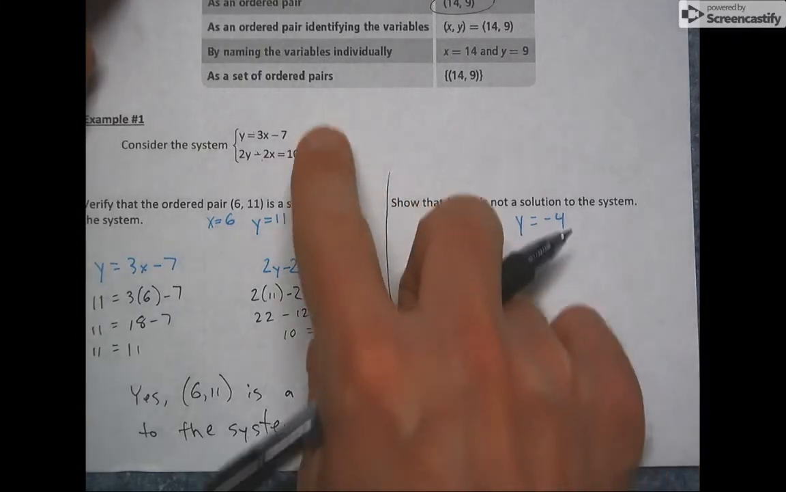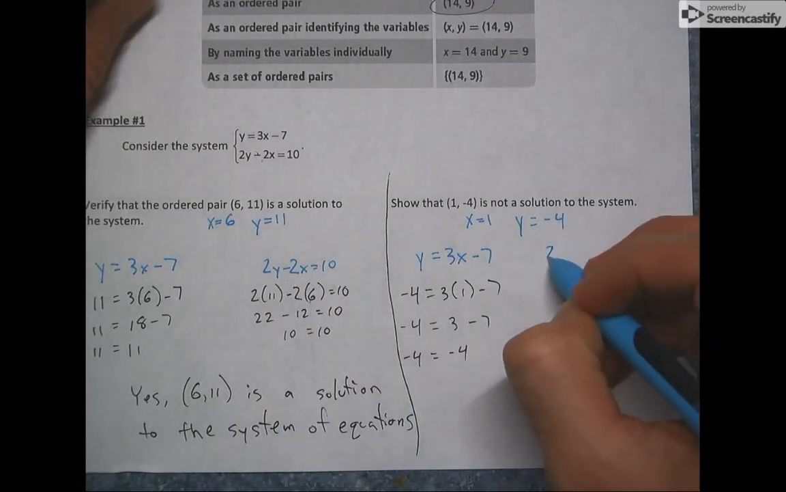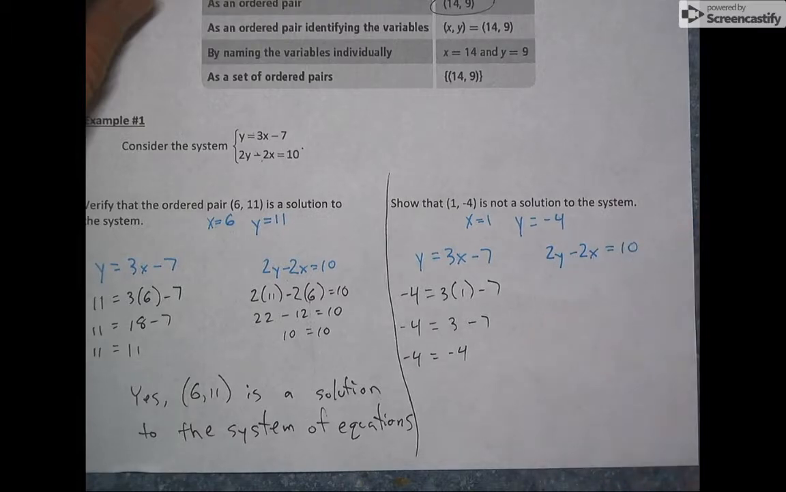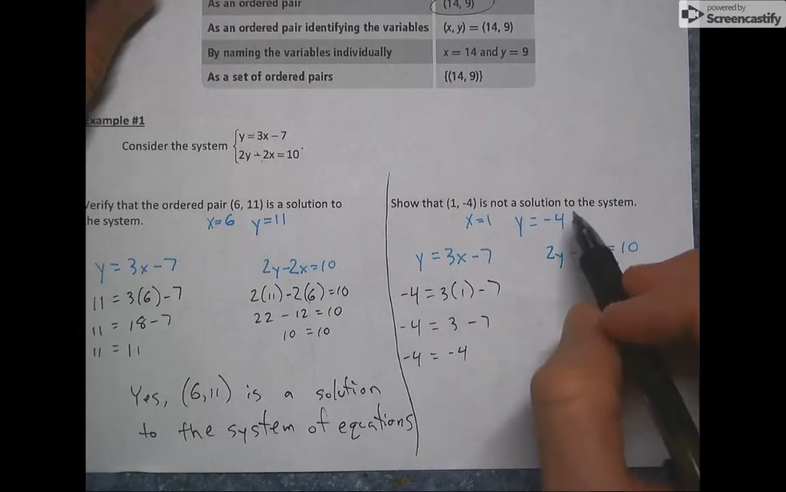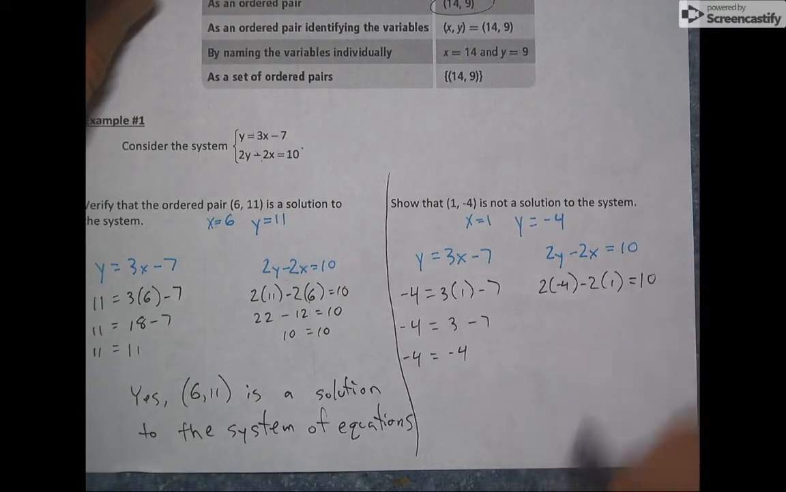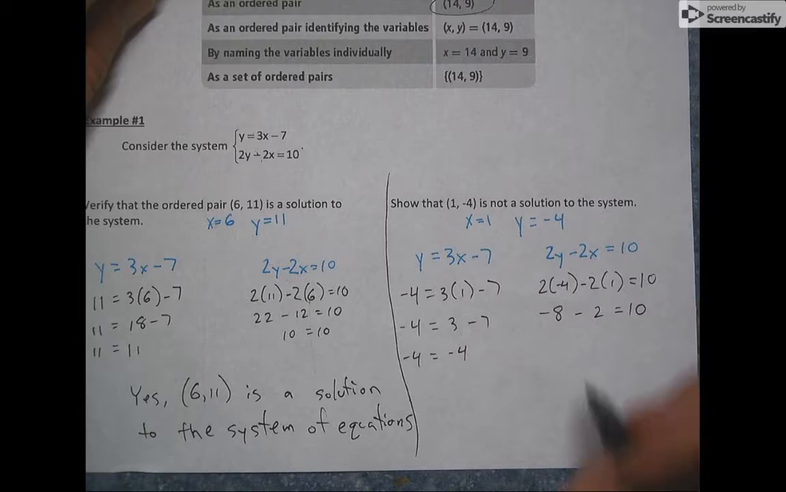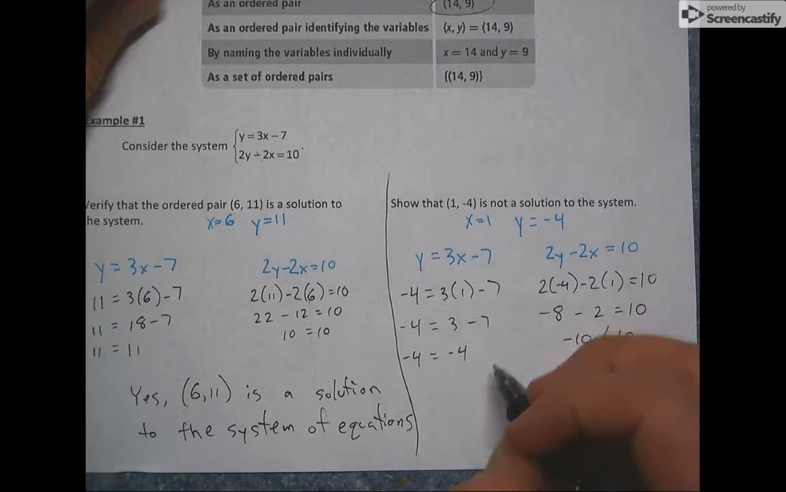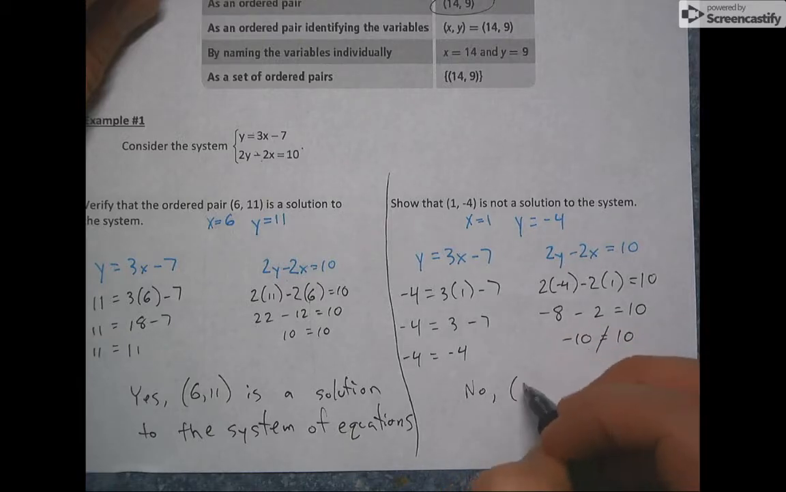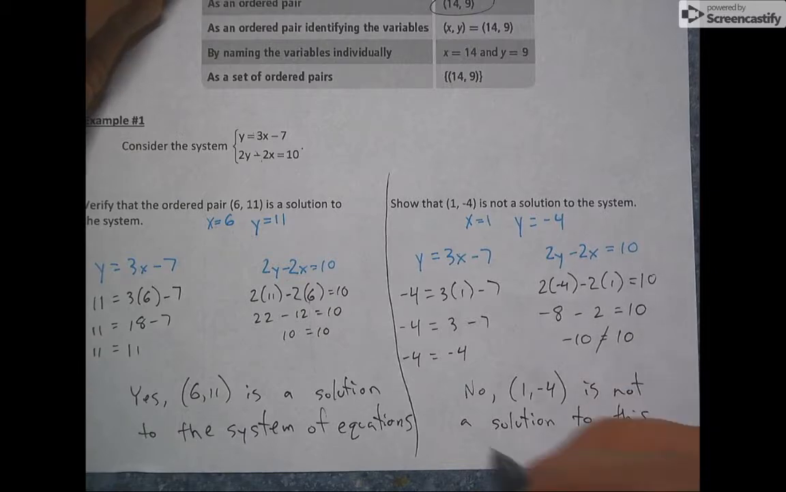But is it a solution to the system of equations? We don't know that until we try it in the other equation and see if it works. So you can kind of guess that it's not going to work. So let's take a look. Plugging in 1 for x and negative 4 for y. We're going to get negative 8 minus 2. And what do we get? We're going to get negative 10 equals positive 10. Well, that's not a true statement. Okay, so we're going to say no. 1, negative 4 is not a solution to this system of equations.